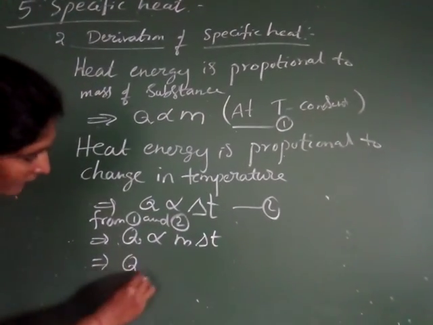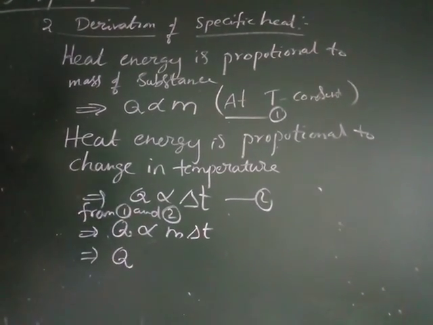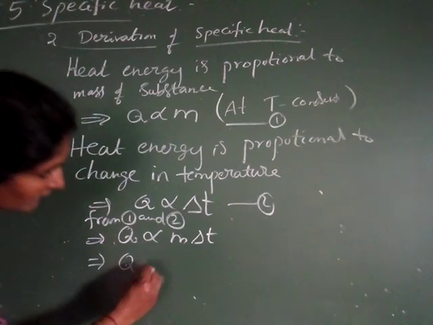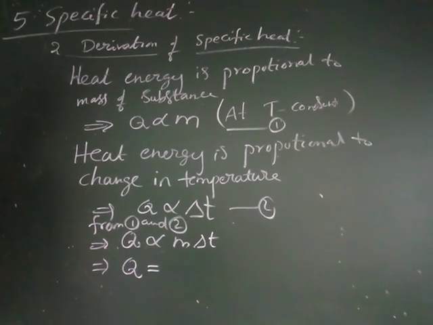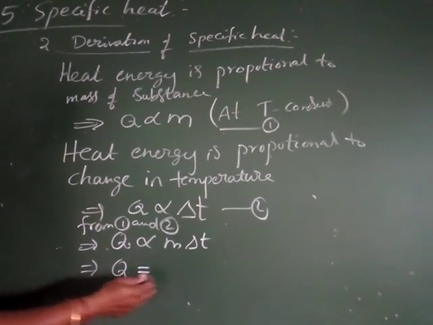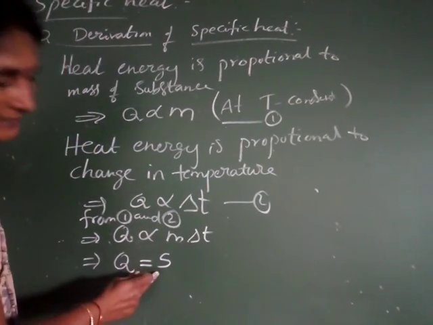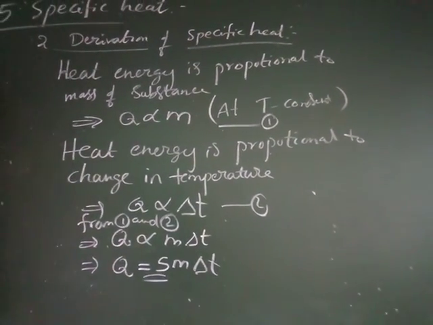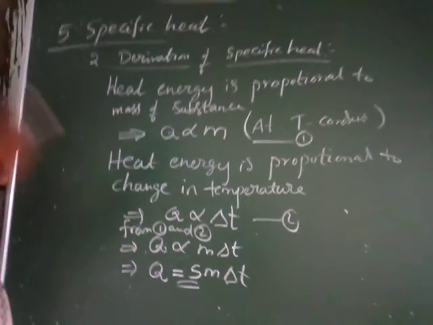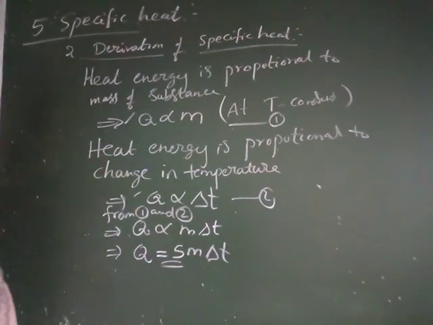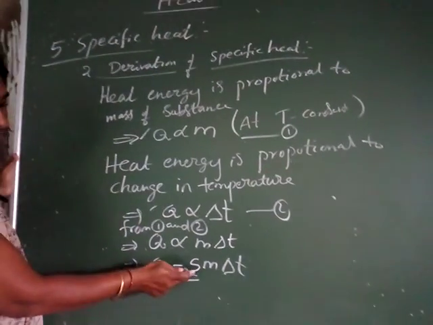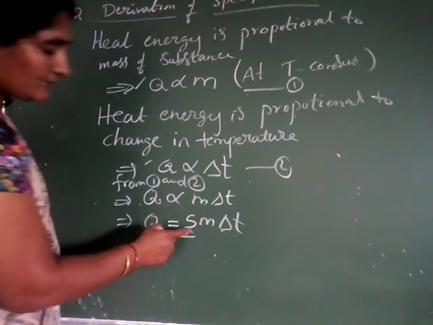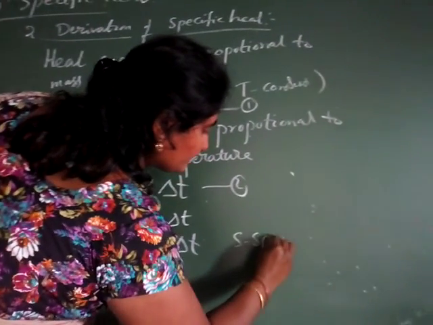Then, for removing the proportionality, you have to keep one constant there. When you remove the proportional sign and put equal in its place, you have to keep one constant. Here we will get S as the constant, which is called the specific heat of that substance. Specific heat of that substance means the substance you are taking here. That substance's specific heat is only this one. S is the specific heat, the constant when you remove proportionality.